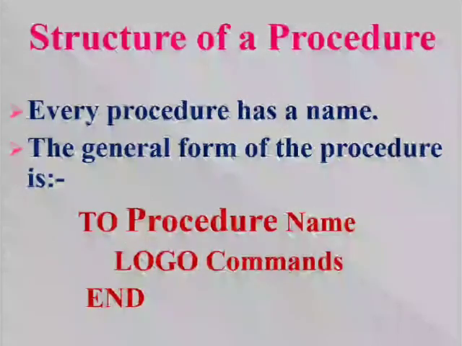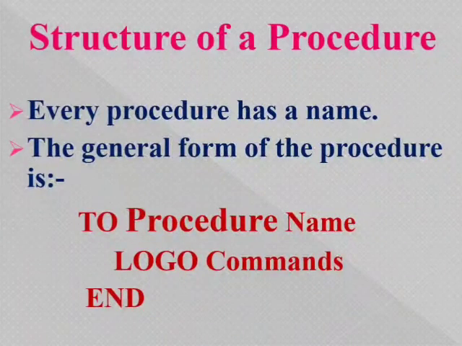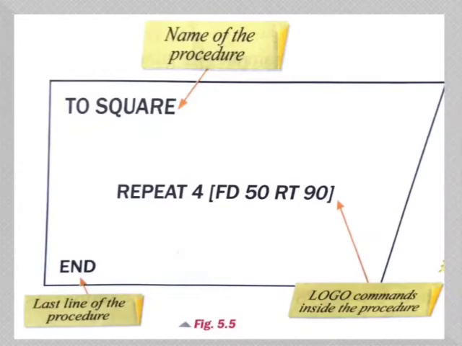The general form of the procedure is how we will write: to, then the name of the procedure. After that, we are supposed to write all the Logo commands and then we will end the procedure by writing end. To draw a square, here we have written a procedure. To, then name of the procedure, that is square. Now our Logo command. Repeat 4 FD 50 RT 90. Last line of the procedure is end.